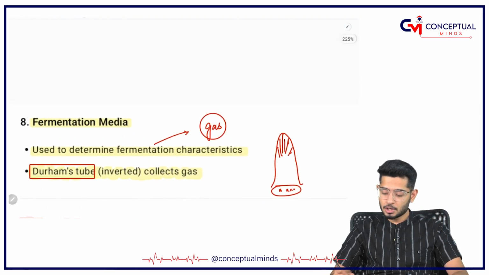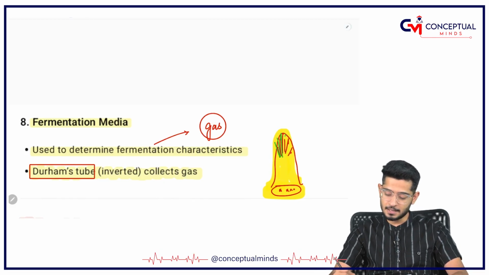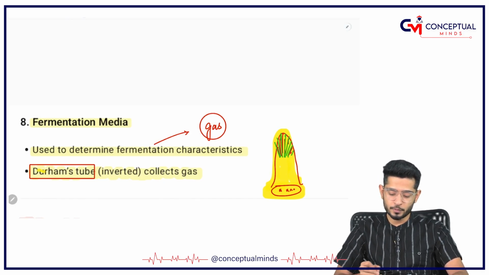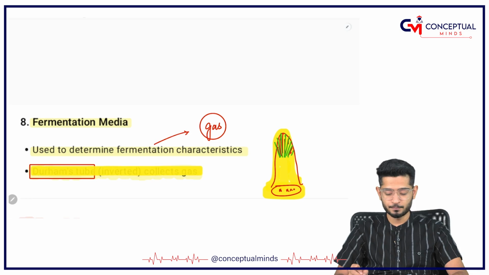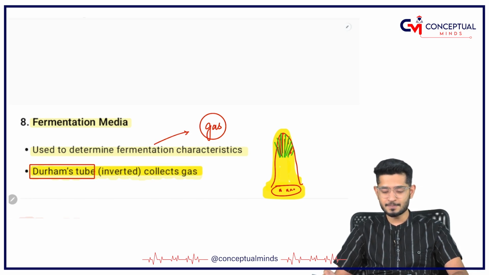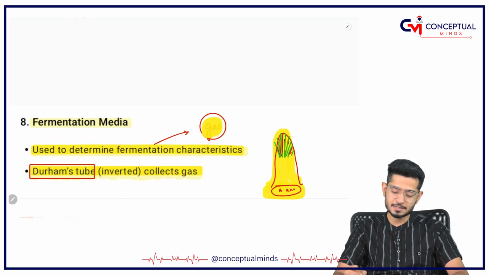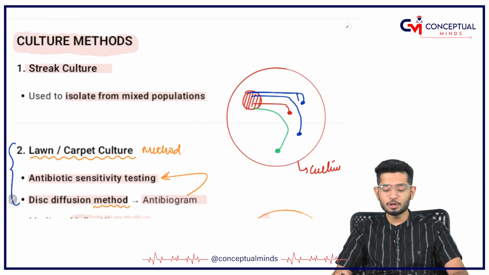Fermentation media. So this is a media, you keep a glass tube in it, there will be gas release and the gas will be seen here. So this is a fermentation media. So this is a tube. Which tube? Durham's tube. Okay, this is a Durham's tube used to determine fermentation, because fermentation has a release of gas.